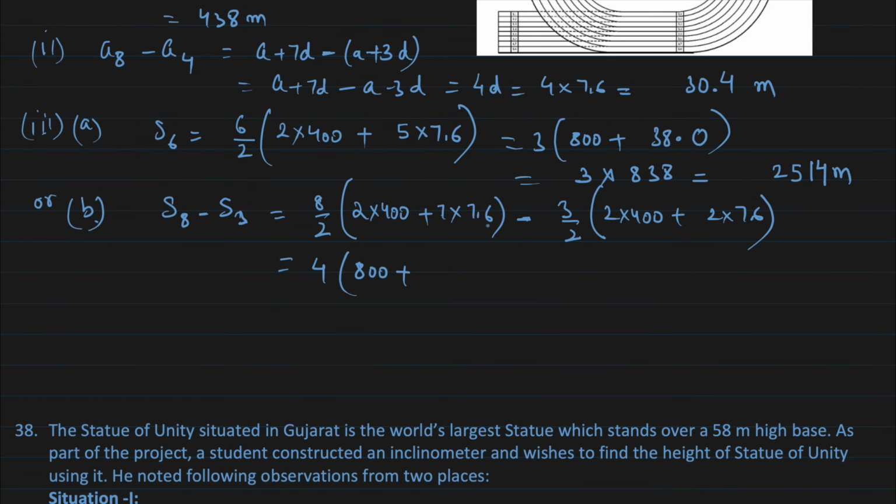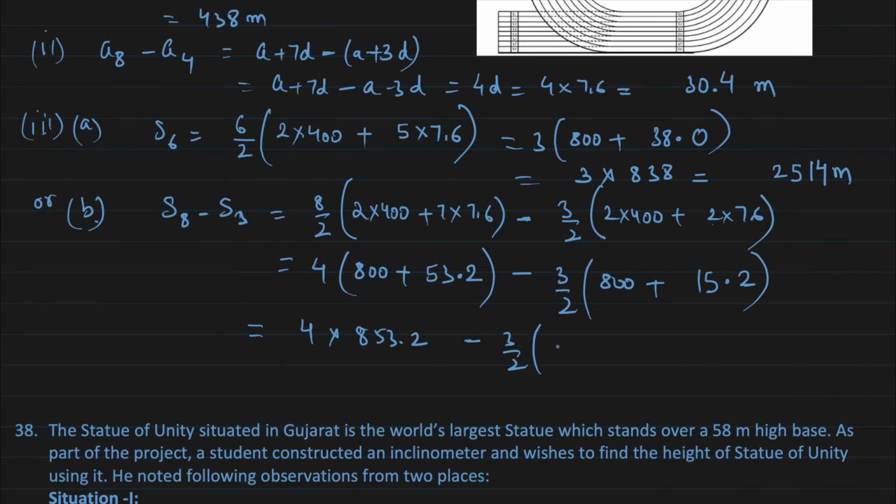800 प्लस मल्टीप्लाई 7 6 आर 42, 4 कैरी ओवर, 7 7 आर 49 प्लस 4 53, minus 3/2 will be 3/2 only. So this is 800 plus add it. 2 6 are 12, 2 7 are 14 plus 1 15. So here 4 into 853.2 minus 3/2 into 815.2. I can cancel this. This will be 2 4s are 2 7s are 0.6, right. So let's simplify.